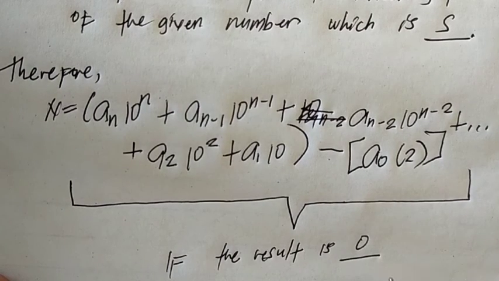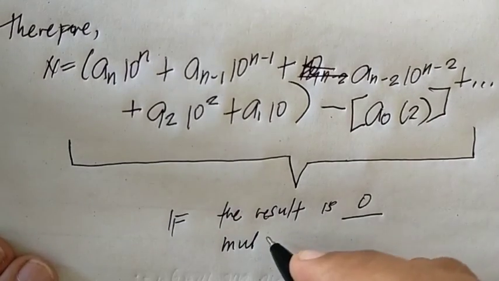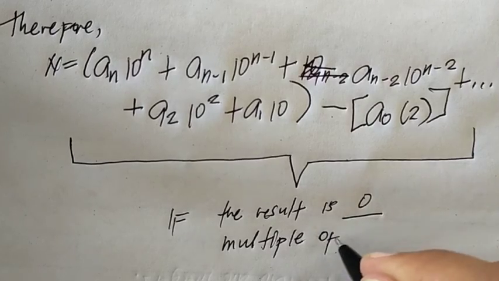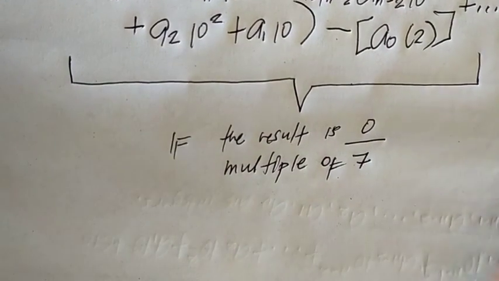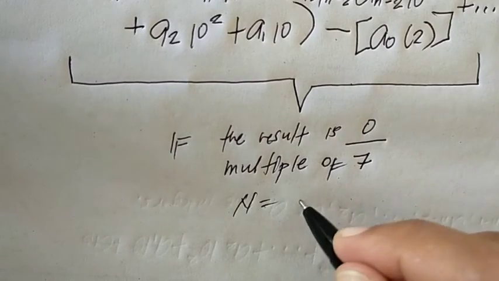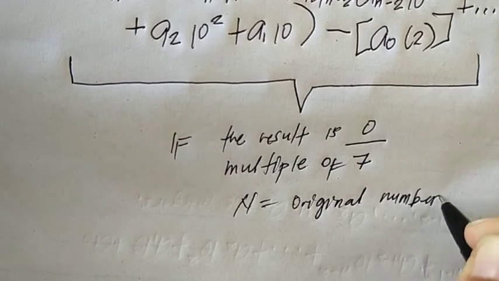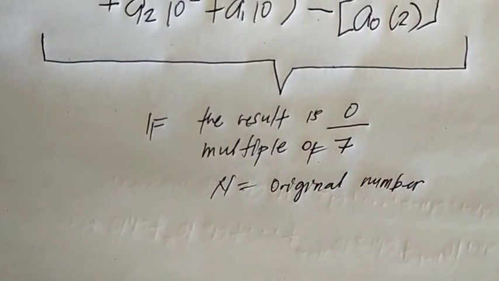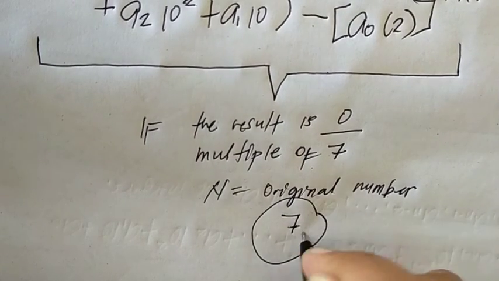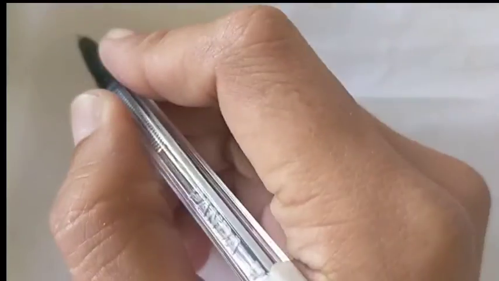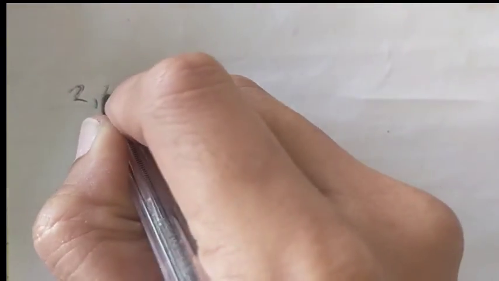If the result is 0 or any number which is a multiple of 7, then the original number n is also divisible by 7. For example, using the divisibility rule of 7, find out if 2,415 is divisible by 7.